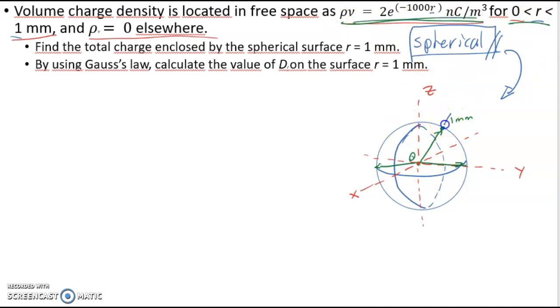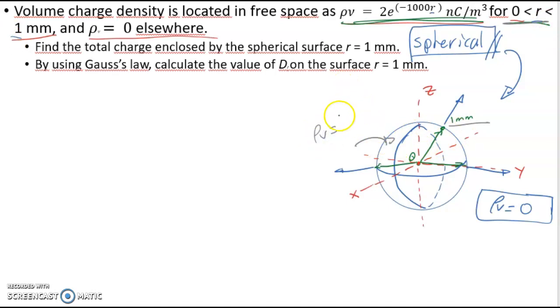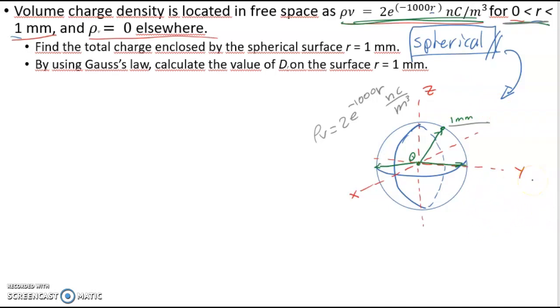If we go beyond that 1 millimeter in any direction, our rho v is going to be equal to 0 coulombs per cubic meter. Again, if we work within this range from 0 to 1 millimeter, we will have a rho v equal to 2 times e to the minus 1000 r nanocoulombs per cubic meter. If we go outside that range, we will have a rho v equal to 0. That means we have our charge contained within that sphere, just like in the picture, just like that.